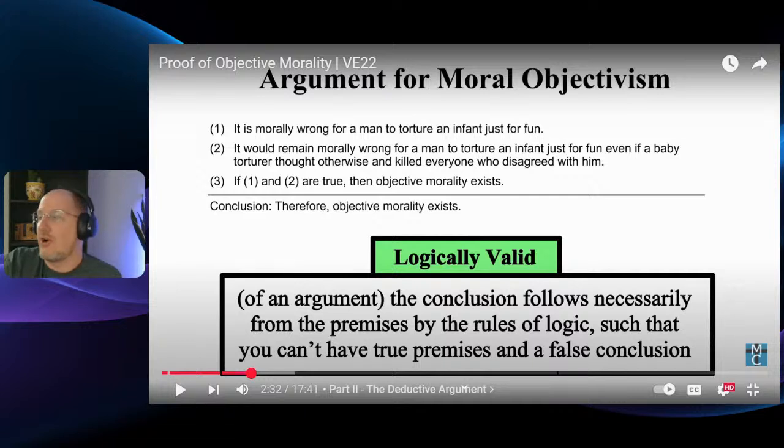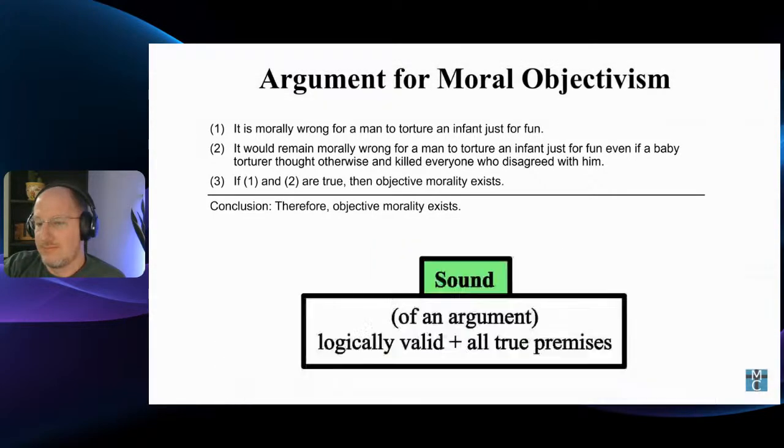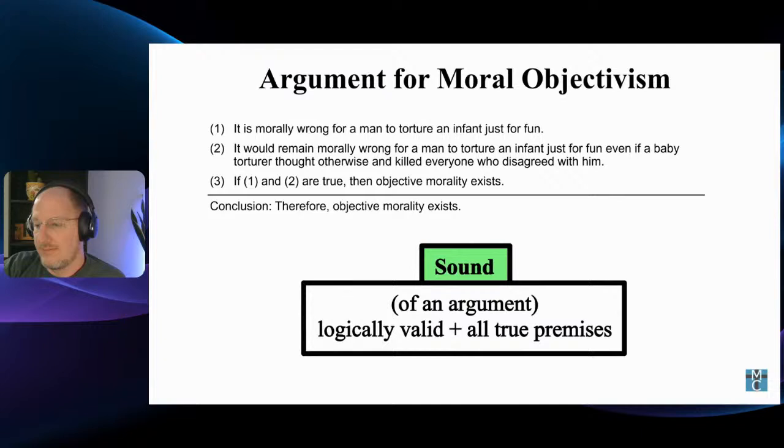I mean, this is a valid argument. If bananas exist, moral anti-realism is true. Bananas exist, so moral anti-realism is true. Oh no, it's a modus ponens. It's a valid argument. If the premises are true, the conclusion necessarily follows, such that you can't have true premises and a false conclusion. It's very silly to put in an argument as valid. A sound argument is one that is logically valid and has all true premises.